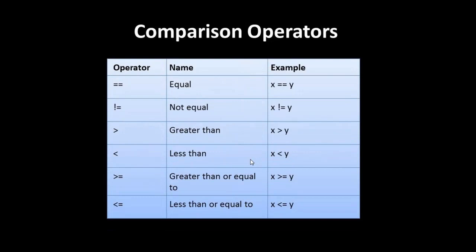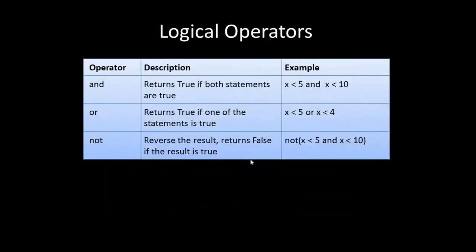So these are the comparison operators. When you want to compare two values, we will be using these operators. These are all pretty much the same in any programming language: equal to, not equal to, greater than, less than, greater than or equal to, and less than or equal to. Now logical operators. These are and, or, not. Again, these are pretty common in any programming language.